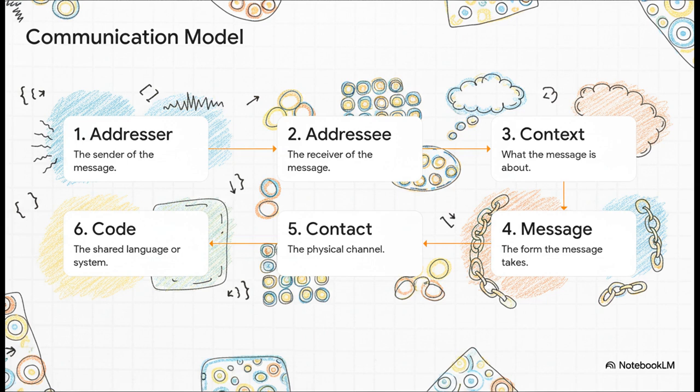Now that message is about something, right? That's the context. It has to travel through some kind of contact or physical channel, like the sound waves from my voice or the pixels on your screen. And the whole thing is built using a shared code, like the English language. Get this, every single time we communicate, all 6 of these parts are in play.